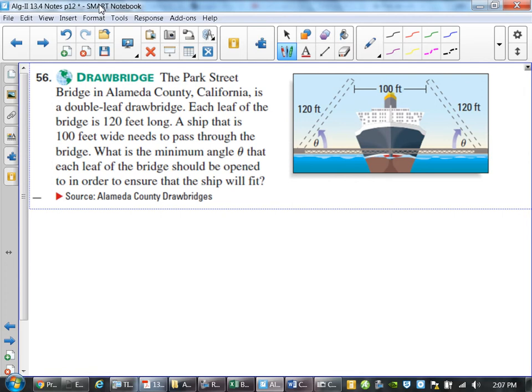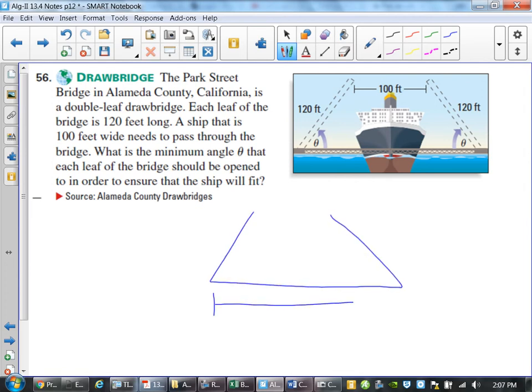So you've got 120 on each side, so this whole part is 240, but that much is 100. So just subtract 100. It's 240 minus 100, and then you divide it by 2, because it's 70 on each side. So it's 70 here.